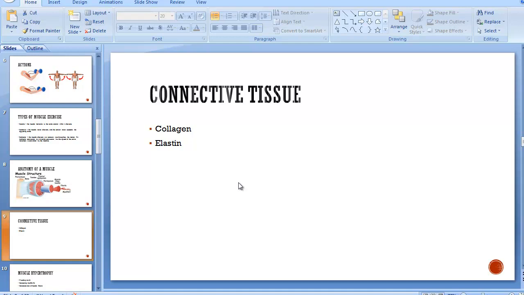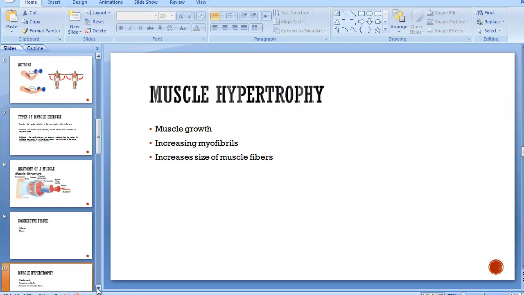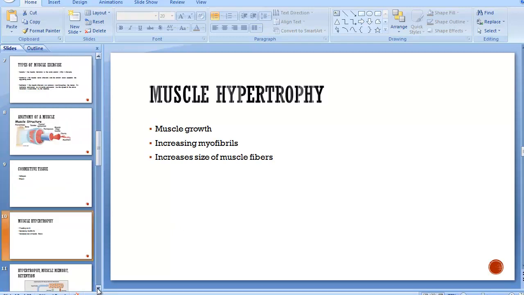So think of elastin. It's kind of like elastic in your waistband. It allows your waistband to stretch out and then go back to its normal shape. That's what elastin does for the muscles. So when we stretch out the muscle, it'll recoil back to its normal shape.